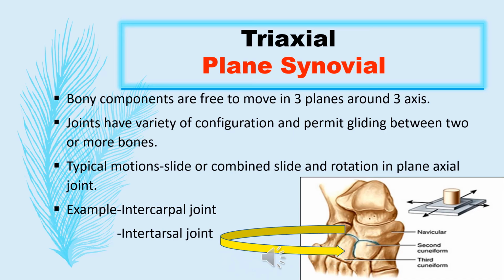Let's go ahead with triaxial joints, which are divided into two parts, plain synovial and ball and socket. Plain synovial joints have a variety of configurations and they permit gliding between two or more bones. And the typical motion which is available is sliding, or combined sliding and rotation in a plain axial joint. An example for the same is the intercarpal joint.